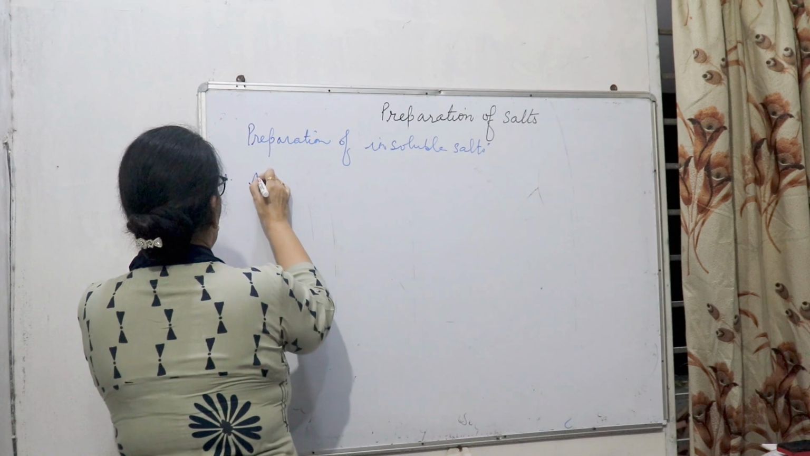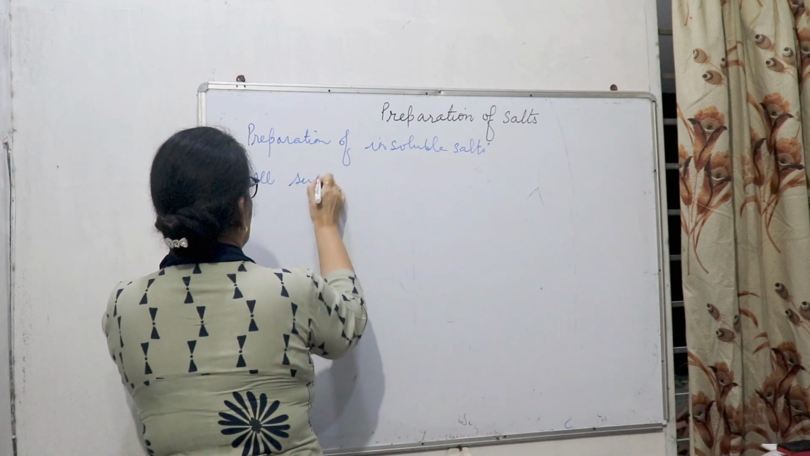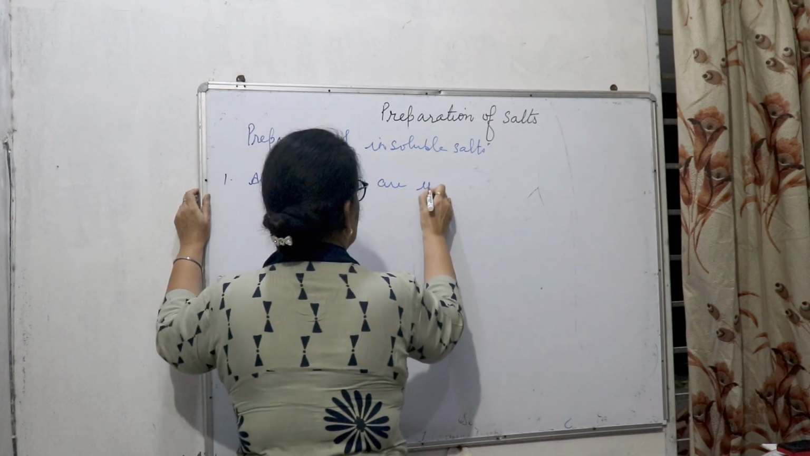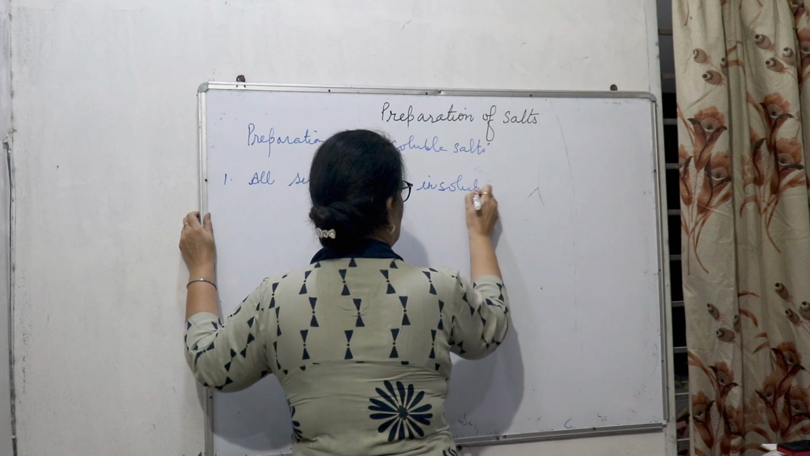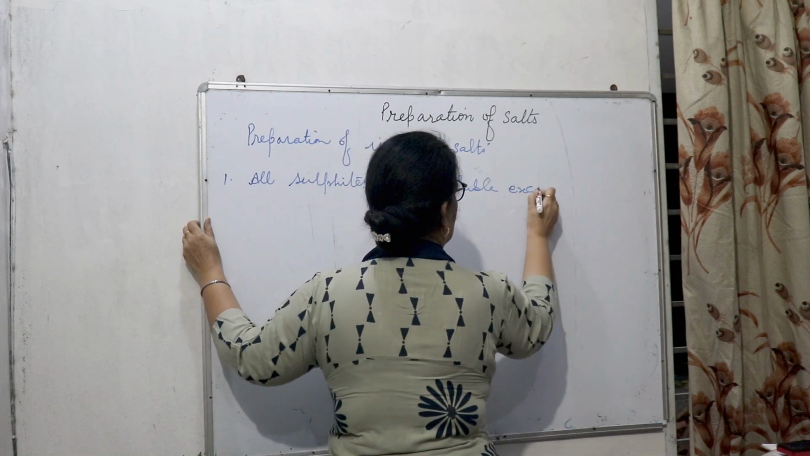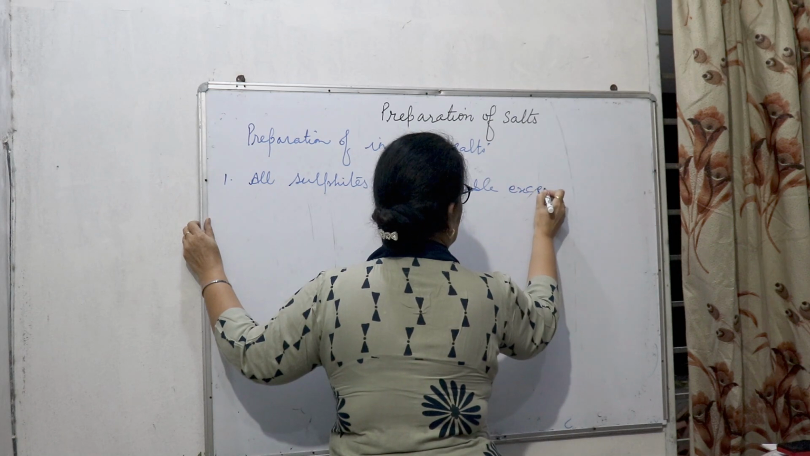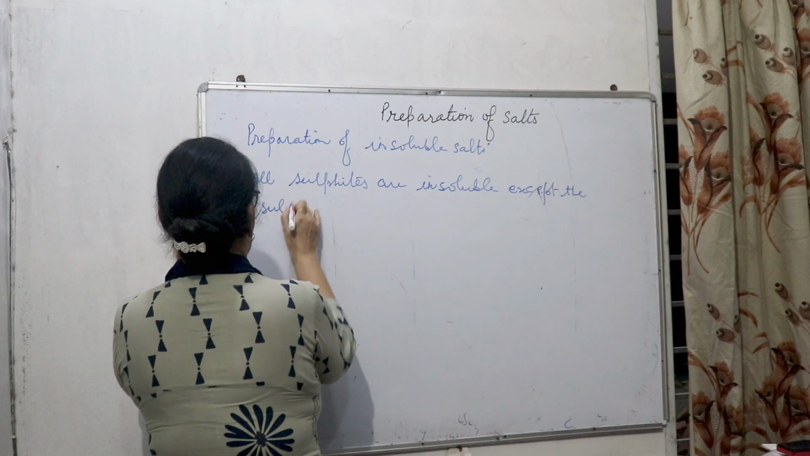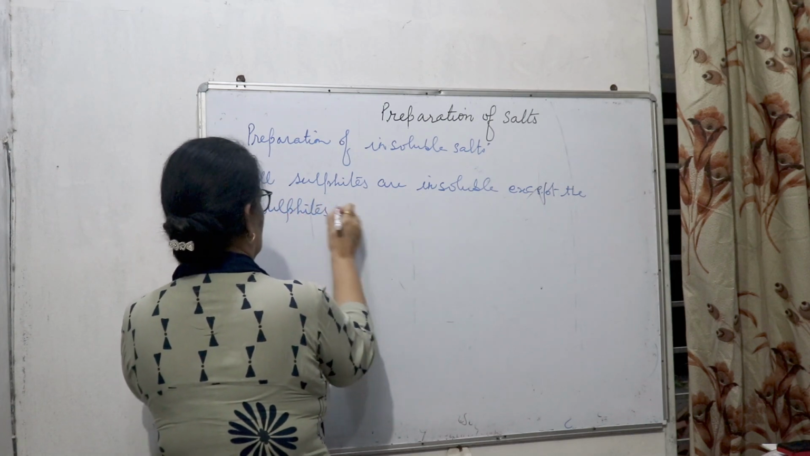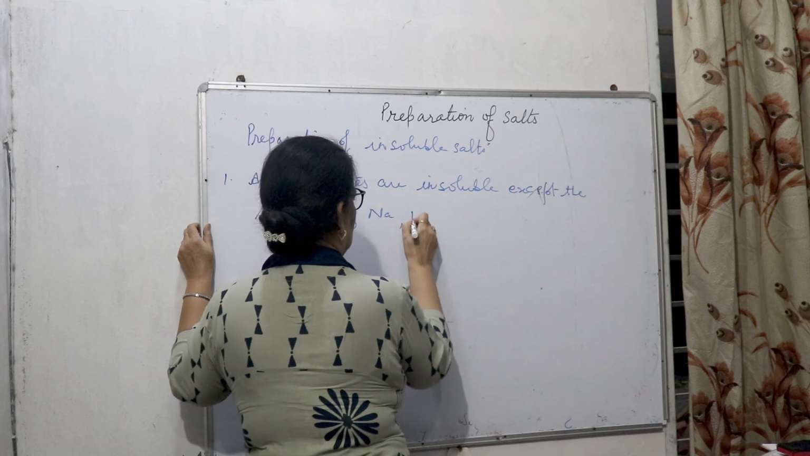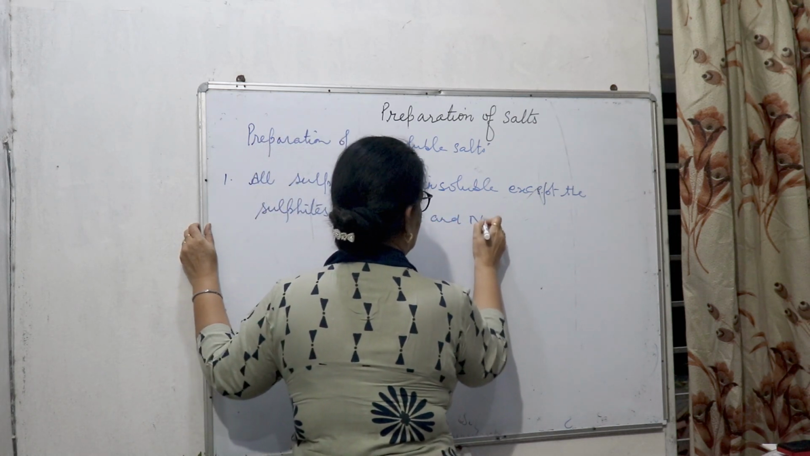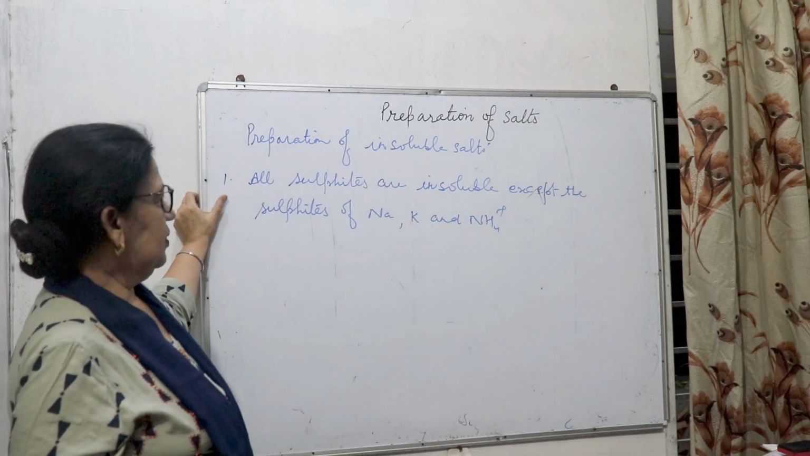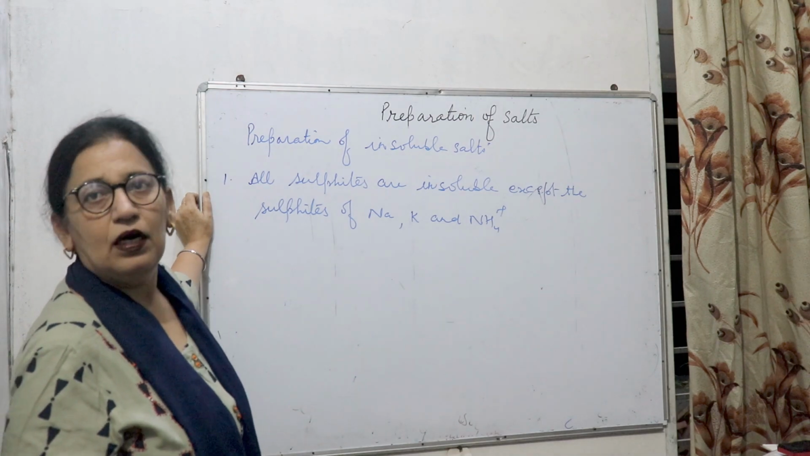First one, all sulfites are insoluble except the sulfites of sodium, potassium and ammonia. So all sulfites are insoluble except the sulfites of sodium, potassium and ammonia.